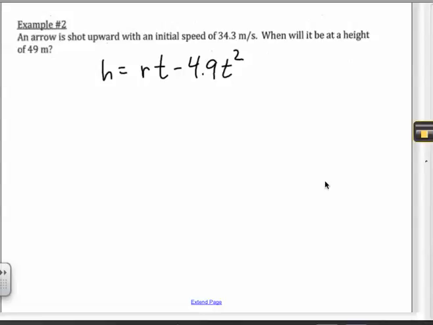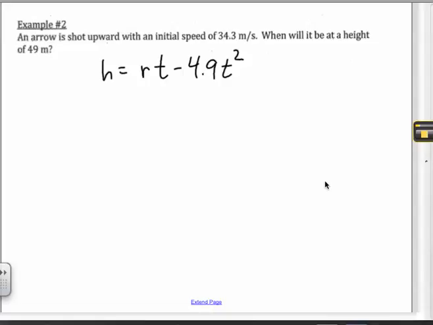Okay, guys, example number 2. It says an arrow is shot upward with an initial speed of 34.3 meters per second. When will it be at a height of 49 meters? Now, guys, if I give you one like this on the test, I'm going to give you this formula. But this formula is for gravity.